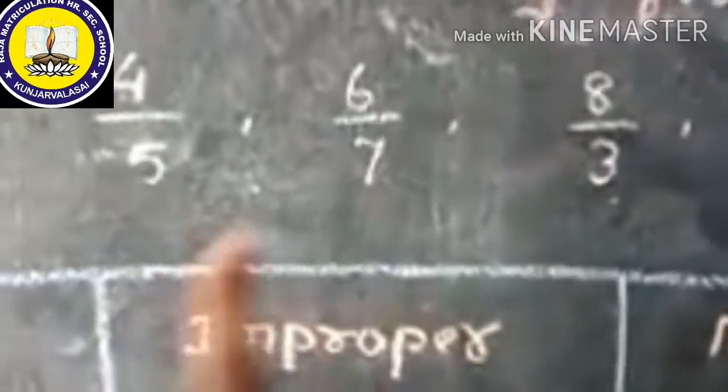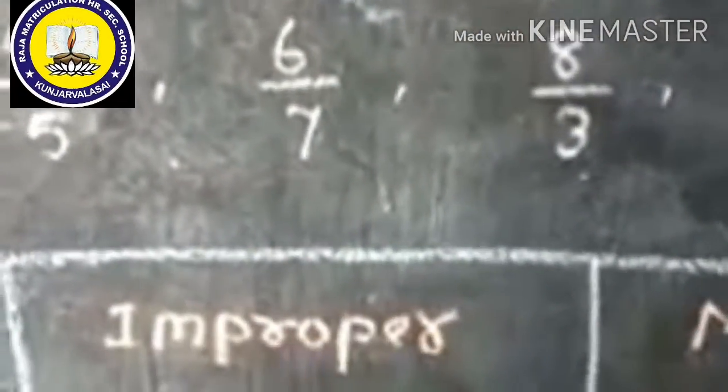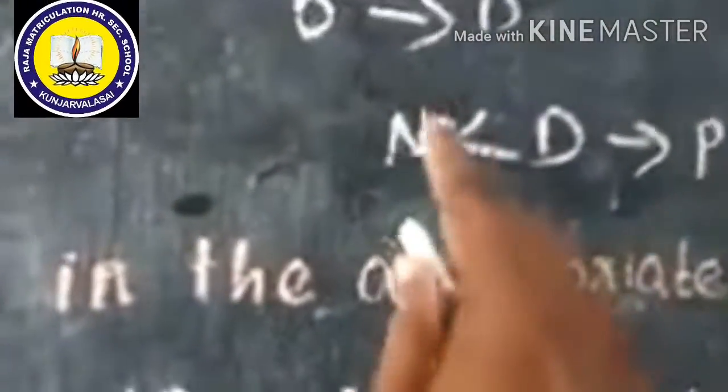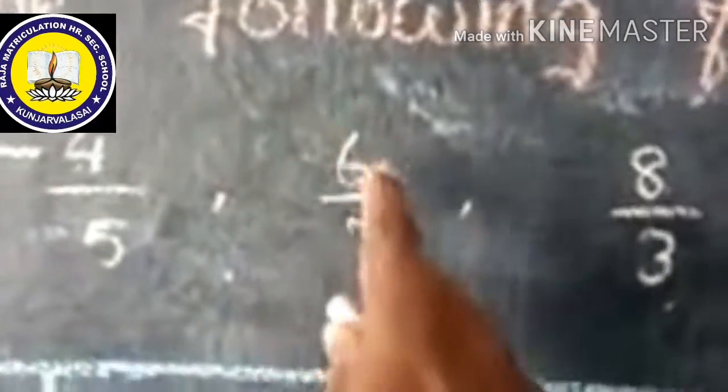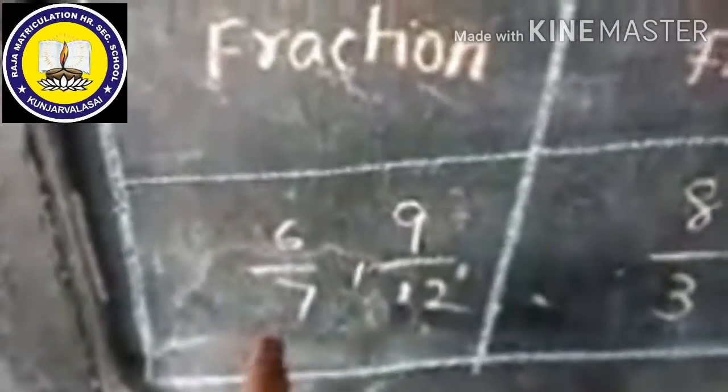Okay, now see the second fraction, 6 by 7. Is this proper or improper? The definition is: numerator less than denominator. Here 6 is the numerator, which is less than the denominator, so it is a proper fraction. I put 6 by 7 in the proper fraction column.